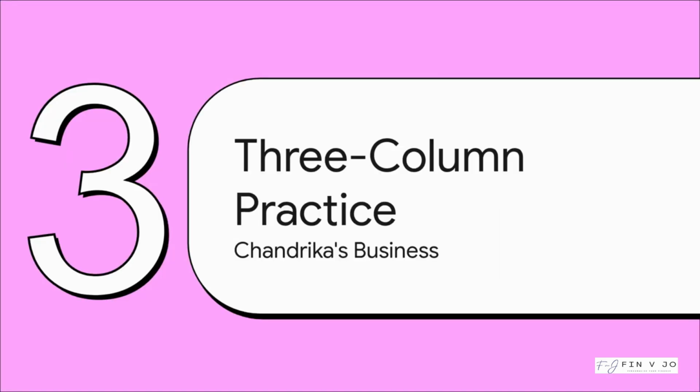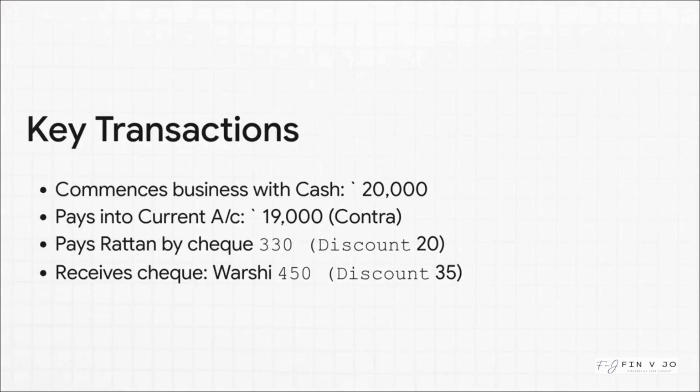Okay, Part 3, three-column cash book practice. Let's roll up our sleeves and tackle Chandrika's business. Here are the key transactions we need to handle. Chandrika starts off with $20,000 in cash. Then she deposits $19,000 of that into the bank. Notice that this right here is a contra entry. That just means the money is moving between our own pockets, straight from the cash till into the bank account.